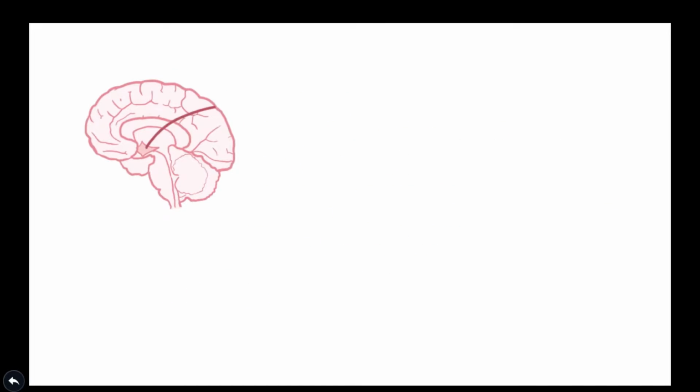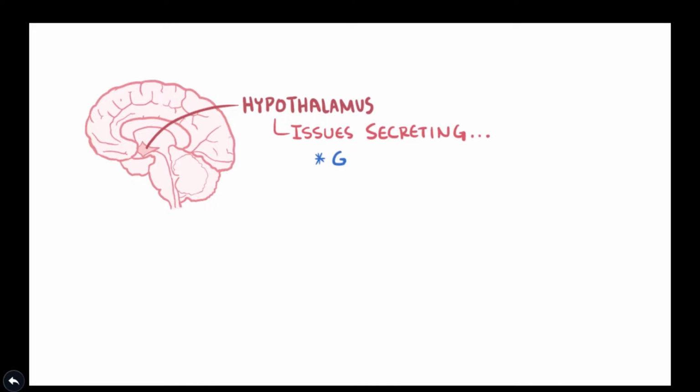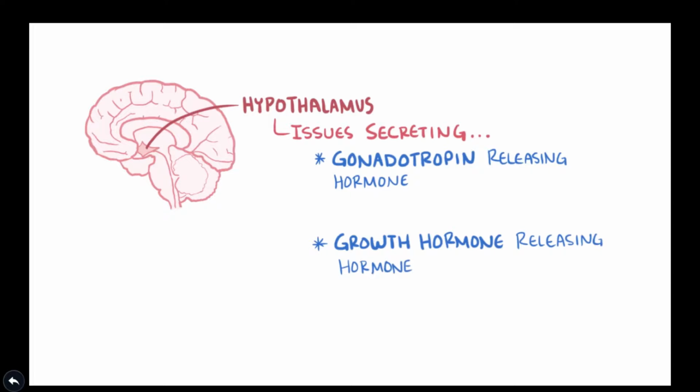In Prader-Willi syndrome, the hypothalamus has issues secreting gonadotropin-releasing hormone and growth hormone-releasing hormone, which can cause decreased sex hormone levels and short stature, respectively.